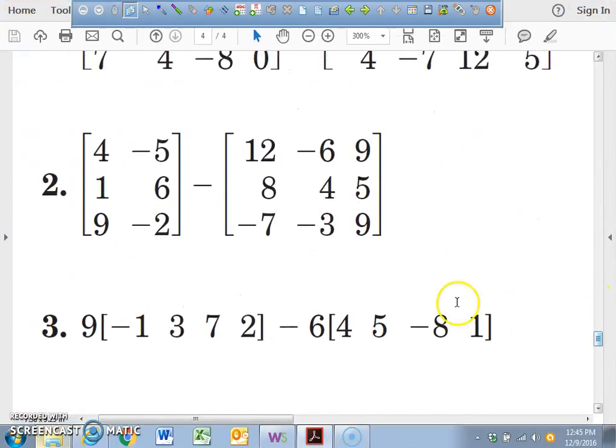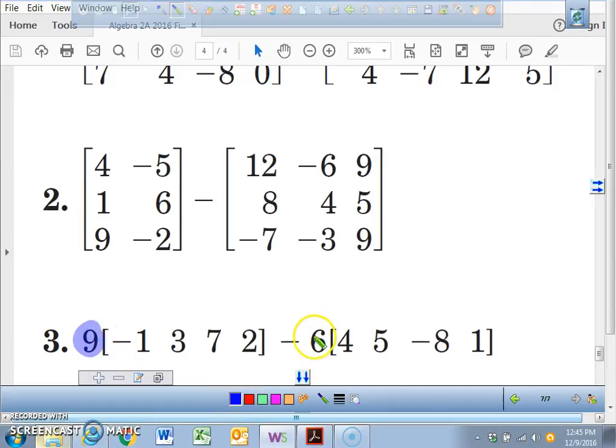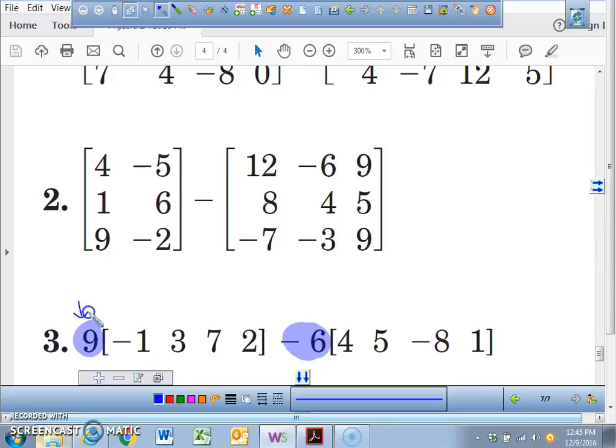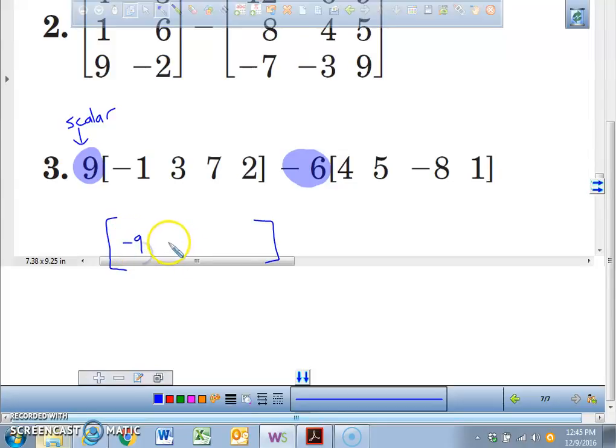Scrolling down, we've got a scalar, and then we have to subtract. So right here, this 9, everybody, and this 6 right here, those are referred to as scalars. Now, there's more than one way to do this. I'll show you what I like to do, and if you like it, you can do it this way. What I like to do is I like to scale. If that's a 9, I scale everything up by 9. So I've got a -9, got a 27, got a 63, there we go, and an 18.